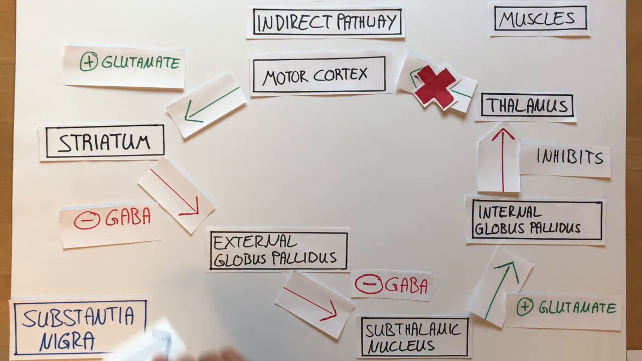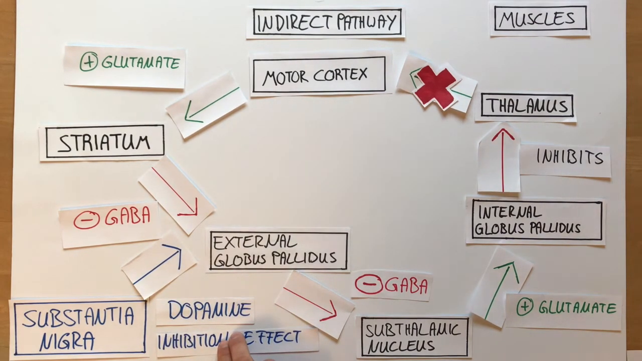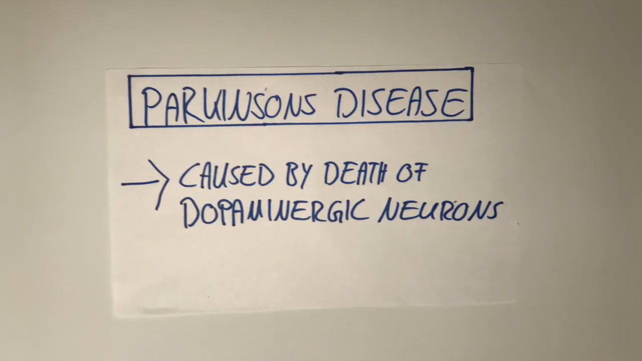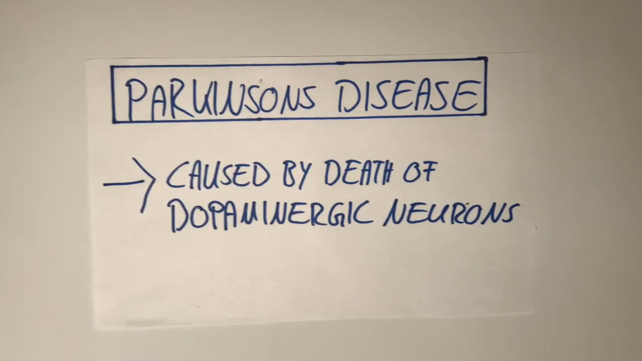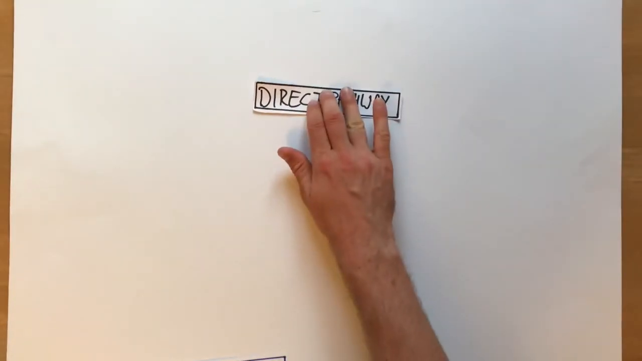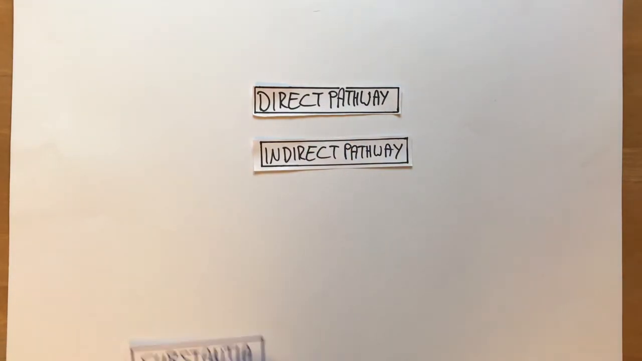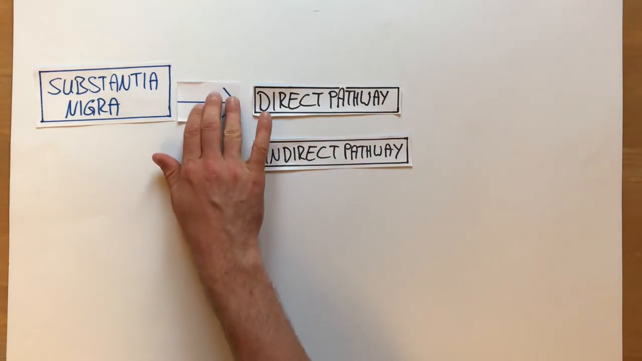Dopamine release from the substantia nigra supports the inhibition of the external globus pallidus by the striatum. Parkinson's disease is caused by the death of dopaminergic neurons, which originate from the substantia nigra. Let's have another look on how the substantia nigra influences the direct and the indirect pathway.